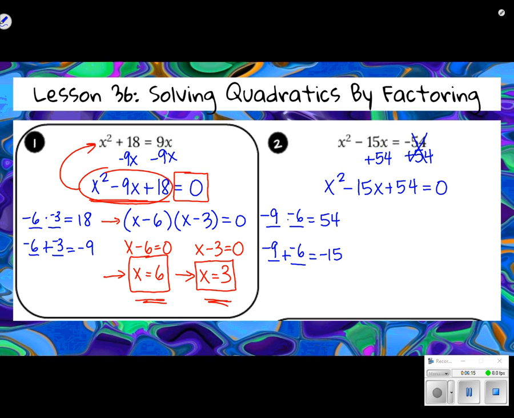Now, a lot of times people are like, I want to go straight to the answer. And I understand the desire to do that, but I still want you to process this as a factoring problem. So we're still practicing this factoring component. So (x minus 9)(x minus 6) equals 0. X minus 9, what's the 0? 9. X minus 6, what's the 0? 6. There are your two solutions.